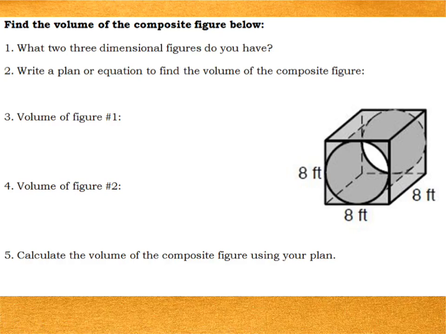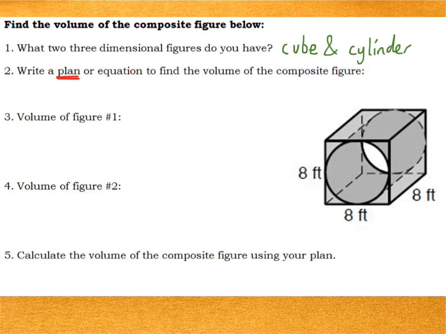So let's find the volume of the composite figure below. We're starting with a volume question because volumes of composite figures tend to be a little easier or less complex than surface area questions. The first step in any of these types of questions is to recognize what kinds of three-dimensional figures we have. In this case, we have a cube and a cylinder that's been cut out of the cube. The next step would be to write a plan to find that volume.